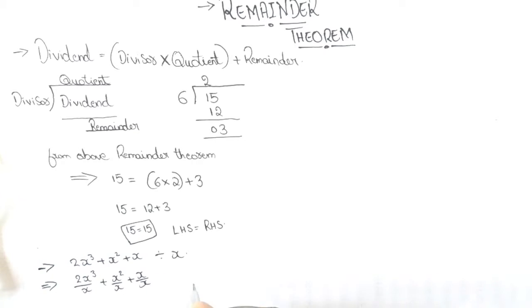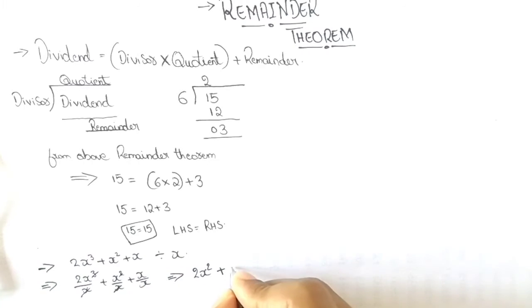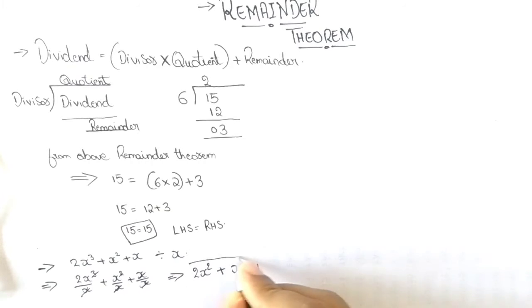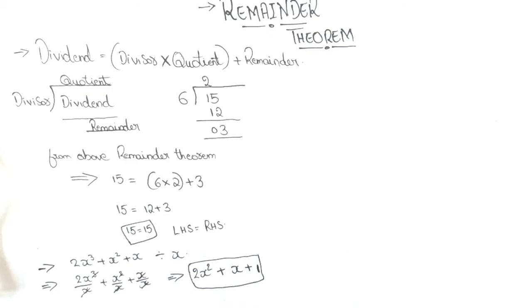Now what is this going to be? 2x cube by x is going to be 2x square. Why? One x in x cube gets cancelled. Here x with one x in x square gets cancelled and we are left with x. This and this cancel, we are left with 1. You can see this is 2x square plus x plus 1, and this is a factor of this term.